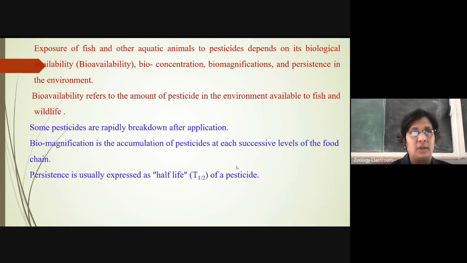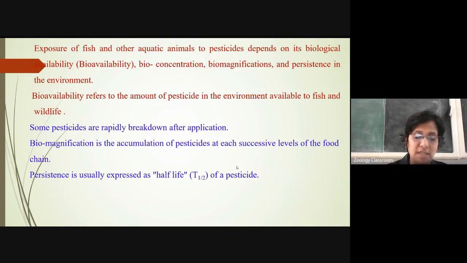Okay, so in a food chain there are particular levels. At each level, an accumulation of that pesticide takes place. That accumulation at successive levels is called biomagnification.